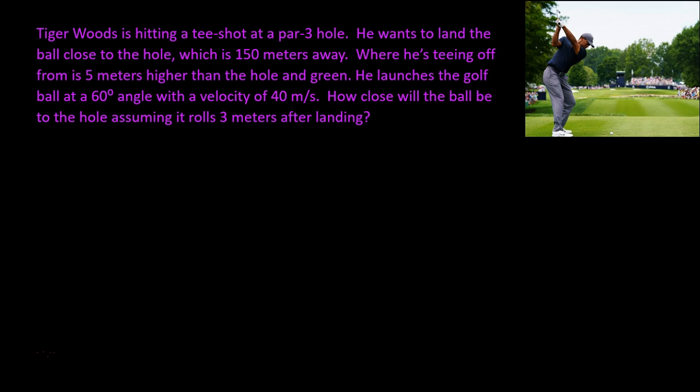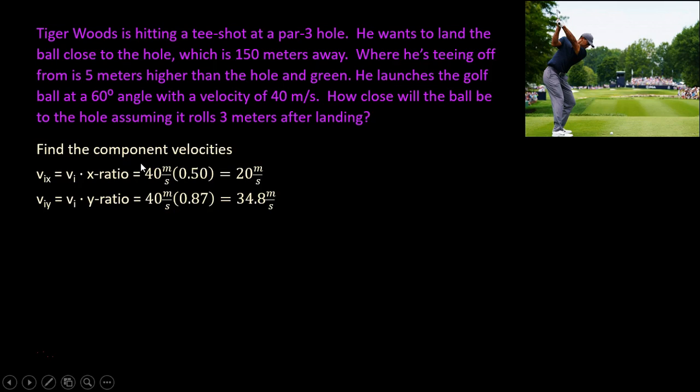Tiger Woods is hitting a tee shot at a par 3 hole. He wants to land the ball close to the hole, which is 150 meters away. Where he's teeing off from is 5 meters higher than the hole and the green. He launches the golf ball at a 60-degree angle with a velocity of 40 meters per second. How close will the ball be to the hole, assuming it rolls 3 meters after it first hits the green?